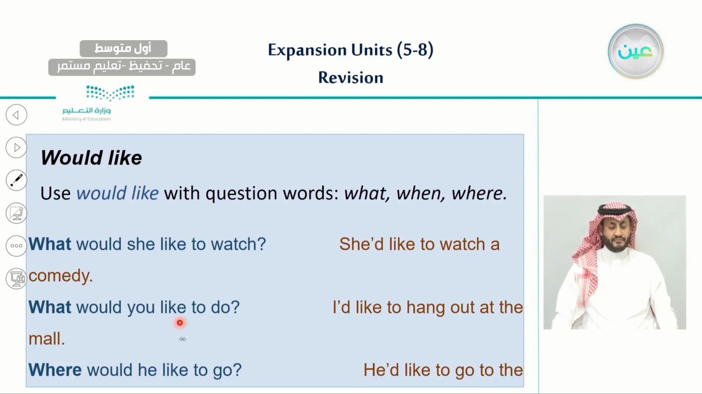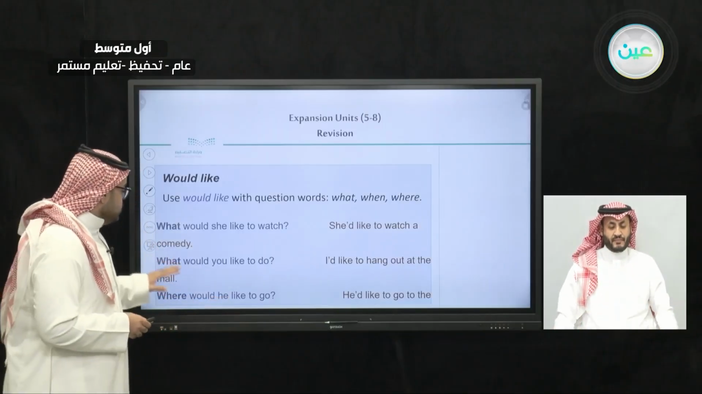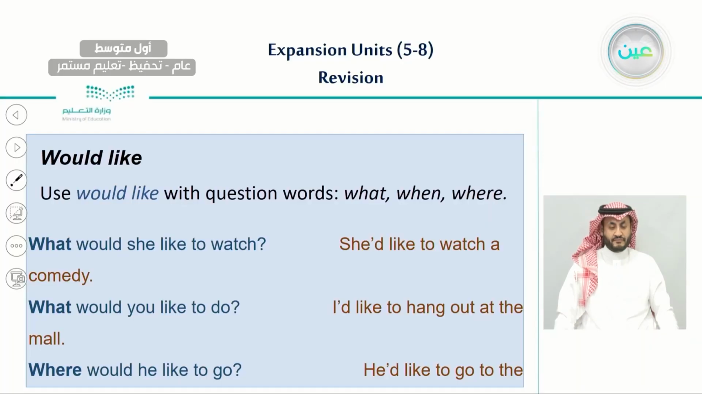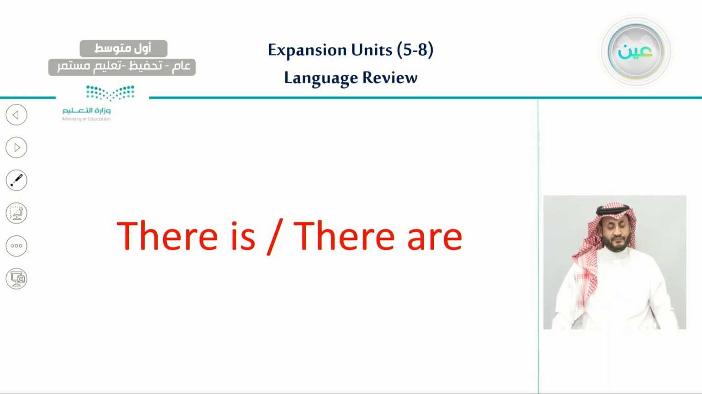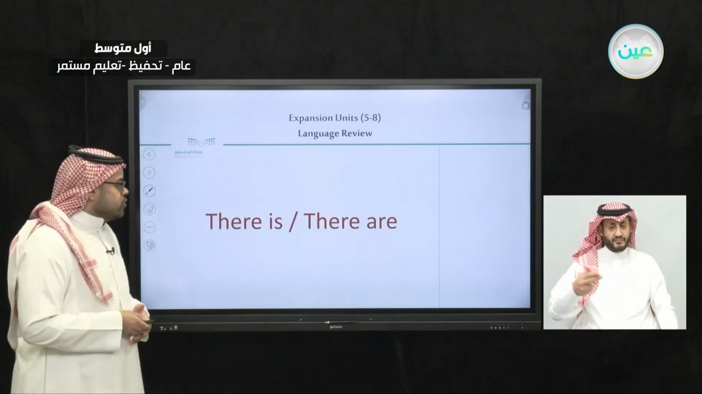Also, what would you like to do? And here notice that whether the subject is she, or you, or he, nothing changes in the question. So we use would in a question and in an answer the same way, without changing anything. So the second one, what would you like to do? I'd like to hang out at the mall. And the third one, where would he like to go? He'd like to go to the supermarket. So here are the answers to these questions and the review of using would like.